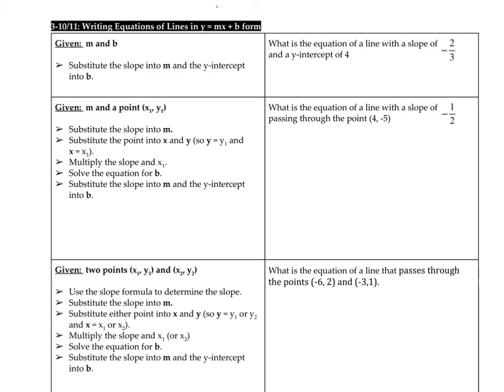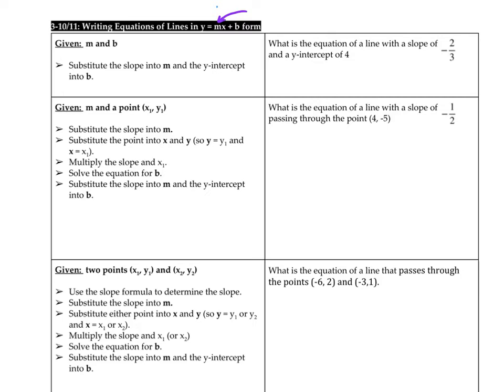We're now going to switch from taking an equation and graphing it to taking information about a graph and making the equation. In order to make an equation, you want to put your equation into slope y-intercept form, which is y equals mx plus b. So the two things you need to know in order to be able to make an equation is what is the slope, which is the m, and what is the y-intercept, which is the b.